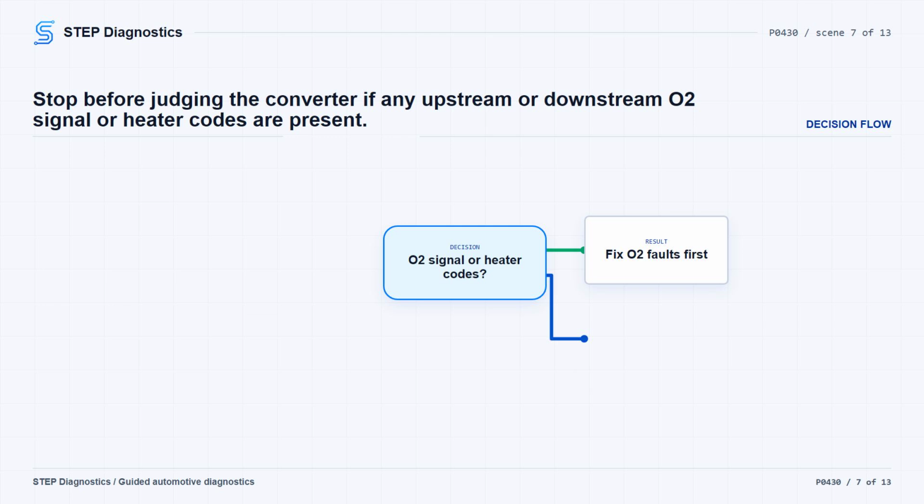That matters because this monitor is built on the upstream and downstream sensor signals. If those signals or heaters have their own faults, the catalyst efficiency decision is not a clean one yet. If there are no O2 sensor signal or heater faults, move on to the physical checks.